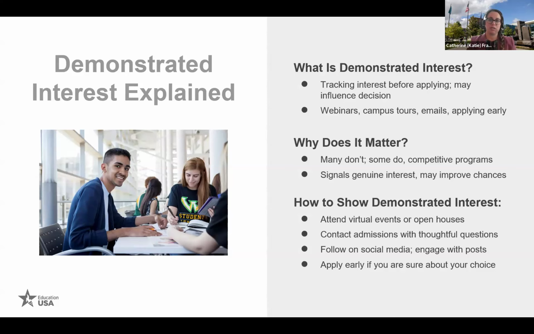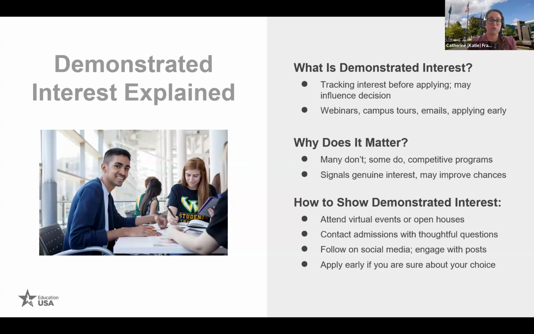And while many don't, a lot of the competitive programs will, and it may improve your chances if you do demonstrate interest in those different ways. But really, it's good to do with any application cycle to kind of reach out. You would attend virtual events, open houses, contact the admissions with thoughtful questions. So making sure that, again, you research, look up the website information and ask questions, confirming something you read on the website instead of asking something that could be found there.